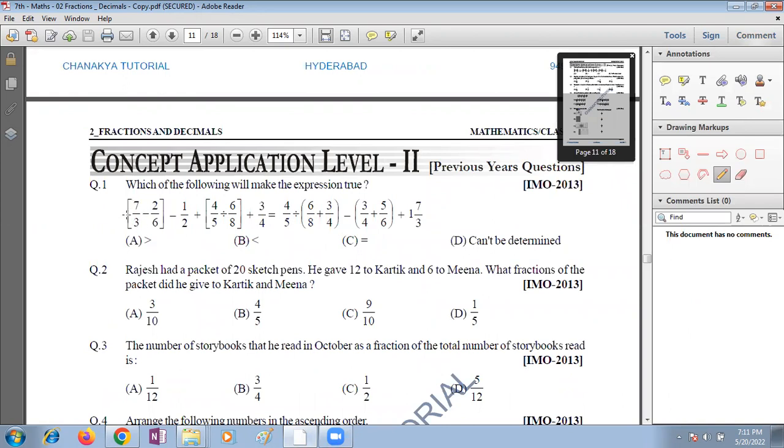Ma'am, I want to solve this part, 7 by 3 minus 2 by 6. LCM is 6. So the first fraction we just multiply with 2. Very good. The second fraction needs no change. Now 7 twos are 14. 14 minus 2 is 12 by 6. Can I write 12 by 6 as a 1? Ma'am, 12 by 6 is 2. Now coming to this bracket.